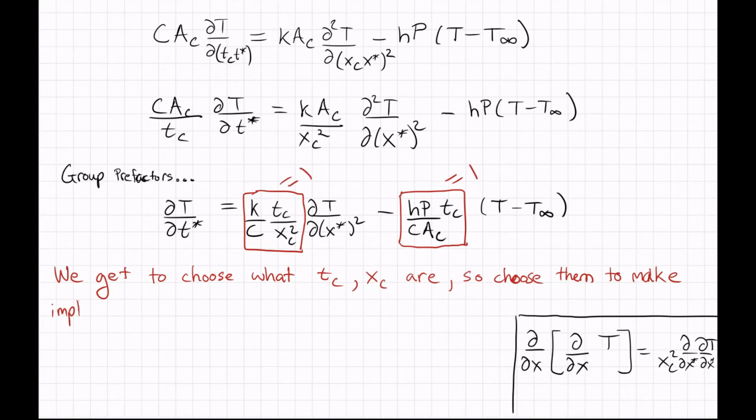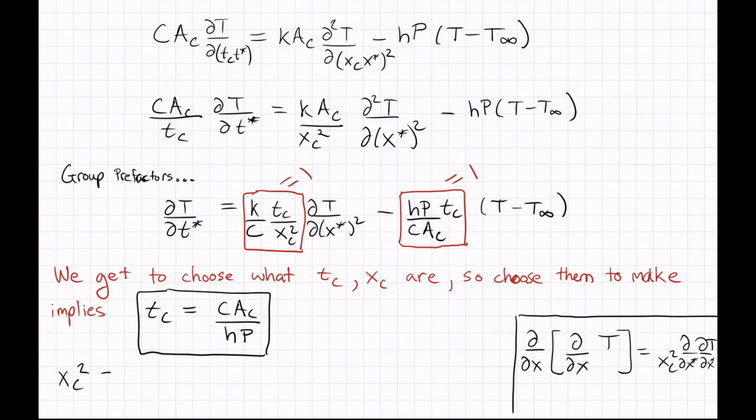I would like those prefactors to be as simple as possible, and so in fact I'm going to just choose them by definition to equal 1. And that actually tells you what the definitions of the characteristic time and length scale are. The second prefactor is the only one that contains the characteristic time scale, and so that tells us to make that prefactor equal to 1, I would have to define the characteristic time scale as c times the cross-section divided by the heat transfer coefficient times the perimeter.